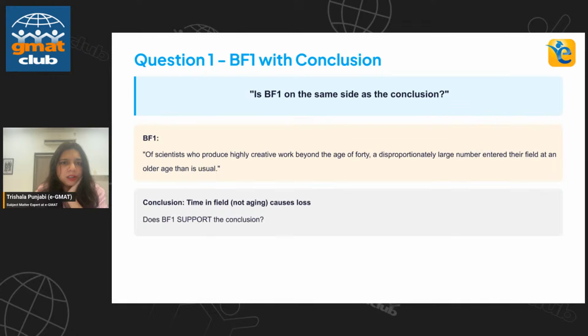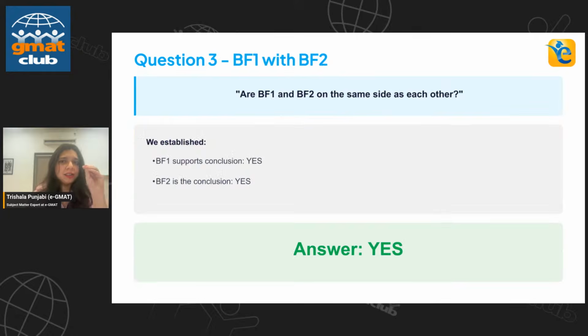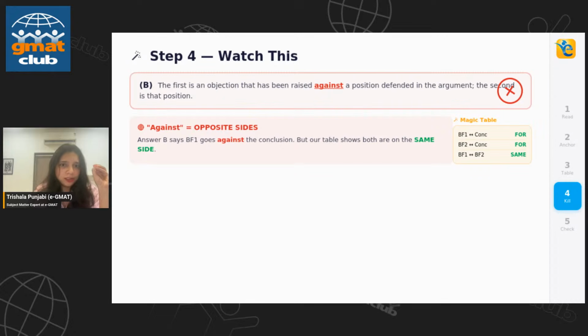What is boldface 1? Yeah, it says that of scientists who produce highly creative work. Is there anything in the passage which says that, okay, this is false? That, oh, you know what, this study is false? No. The accuracy of it is not at issue in the argument. All right. So this is out right away.